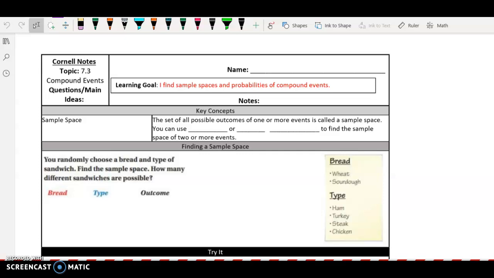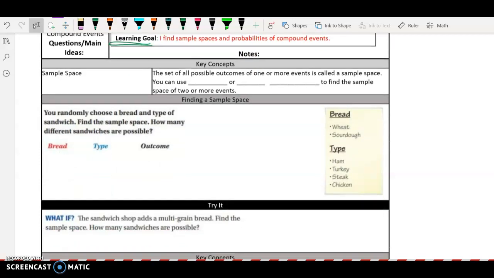Today is topic 7.3, compound events. Our learning goal is that I can find sample spaces and probabilities of compound events. The set of all possible outcomes of one or more events is called a sample space. You can use tables or tree diagrams to find sample spaces of two or more events.